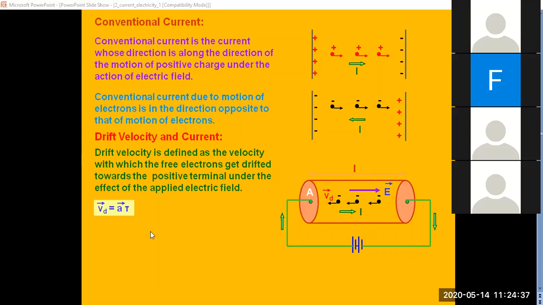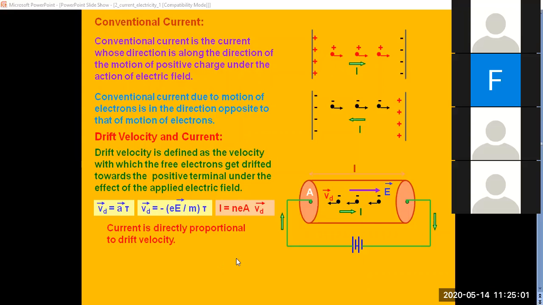We saw one formula there. The remaining formulas here: in terms of acceleration and time, Vd will be equal to a into τ. These will be used to solve your sums. So Vd in terms of electric field is small e capital E divided by m, into τ. This is a formula which we saw earlier: I equals n e A into your drift velocity.